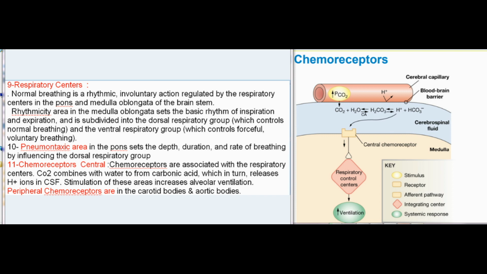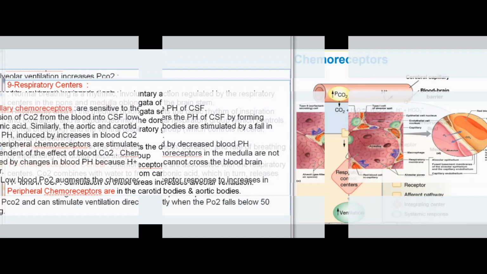11. Chemoreceptors. Central chemoreceptors are associated with the respiratory centers. CO2 combines with water to form carbonic acid, which in turn releases H+ ions in CSF. Stimulation of these areas increases alveolar ventilation. Peripheral chemoreceptors are in the carotid bodies and aortic bodies. These chemoreceptors sense low O2 concentration. When O2 concentration is low, alveolar ventilation increases, and so does PCO2.